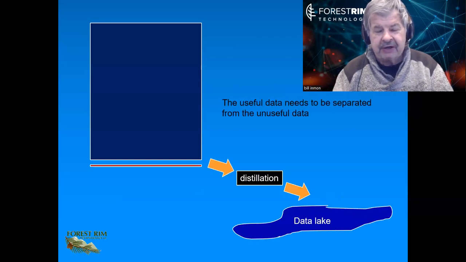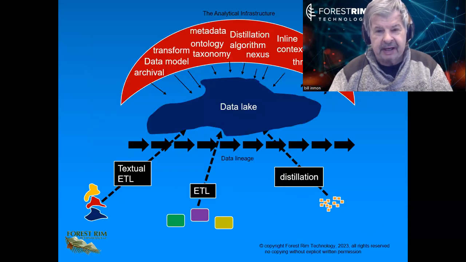Now, what we need to do is distill from the data that's been collected the data that has business value, because we don't want to put all of the data coming from the analog world into our data lake. We only want to put the data that has business value. And we do that through a distillation algorithm. So this is what needs to go into the data lake.